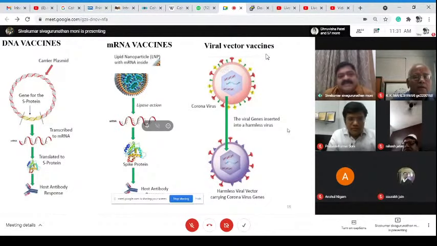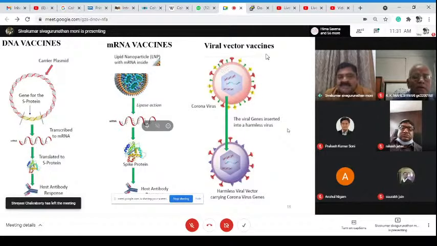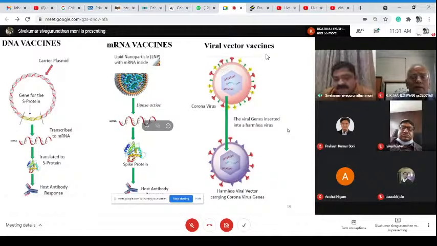So RNA vaccines, you know, Pfizer has already developed this RNA vaccine. This mRNA is encapsulated in a liposomal carrier, that is a lipid nanoparticle. After that, it is administered into our body, and in our cellular system it creates messages that are translated to develop spike proteins, and our immune system functions to develop specific antibodies. Viral vector vaccines, as you know, Covishield is a viral vector vaccine.